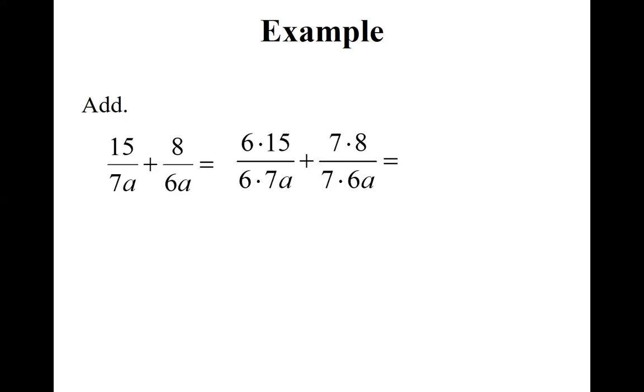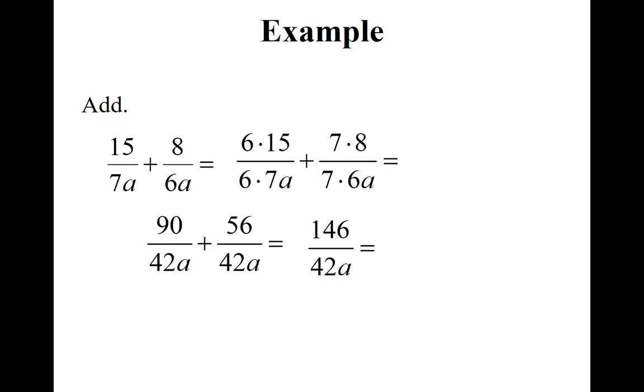We need to multiply the first fraction by 6 over 6. We need to multiply the second fraction by 7 over 7. That will accomplish 6 times 7a, or 42a. 6 times 15 gives us 90. 7 times 8 gives us 56. We have a common denominator now, so keep that common denominator and add across the top. 90 plus 56 is 146. And we can divide 146 and 42 both by 2, leaving us with 73 over 21a.